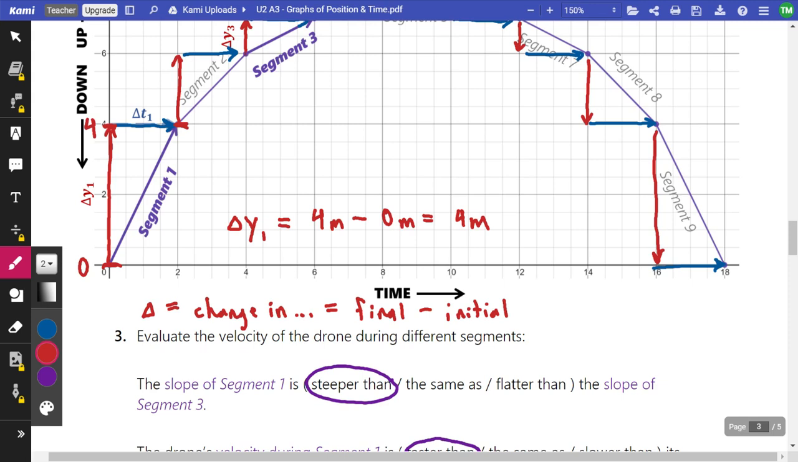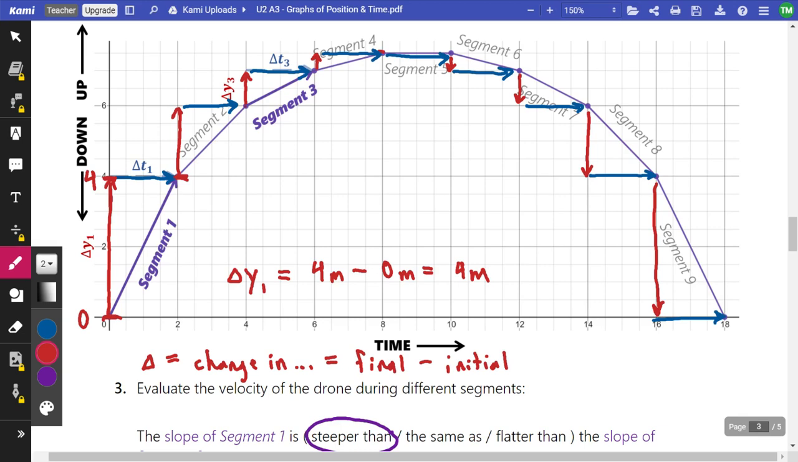Since up is going more positive on the graph, if we get a positive answer, that means it's moving upwards. Since going downwards is going more towards the negative, if you do the subtraction of final minus initial and get a negative number, then your object is moving downwards. Time should always come out to be a positive change because time is always moving from left to right, which is kind of nice.